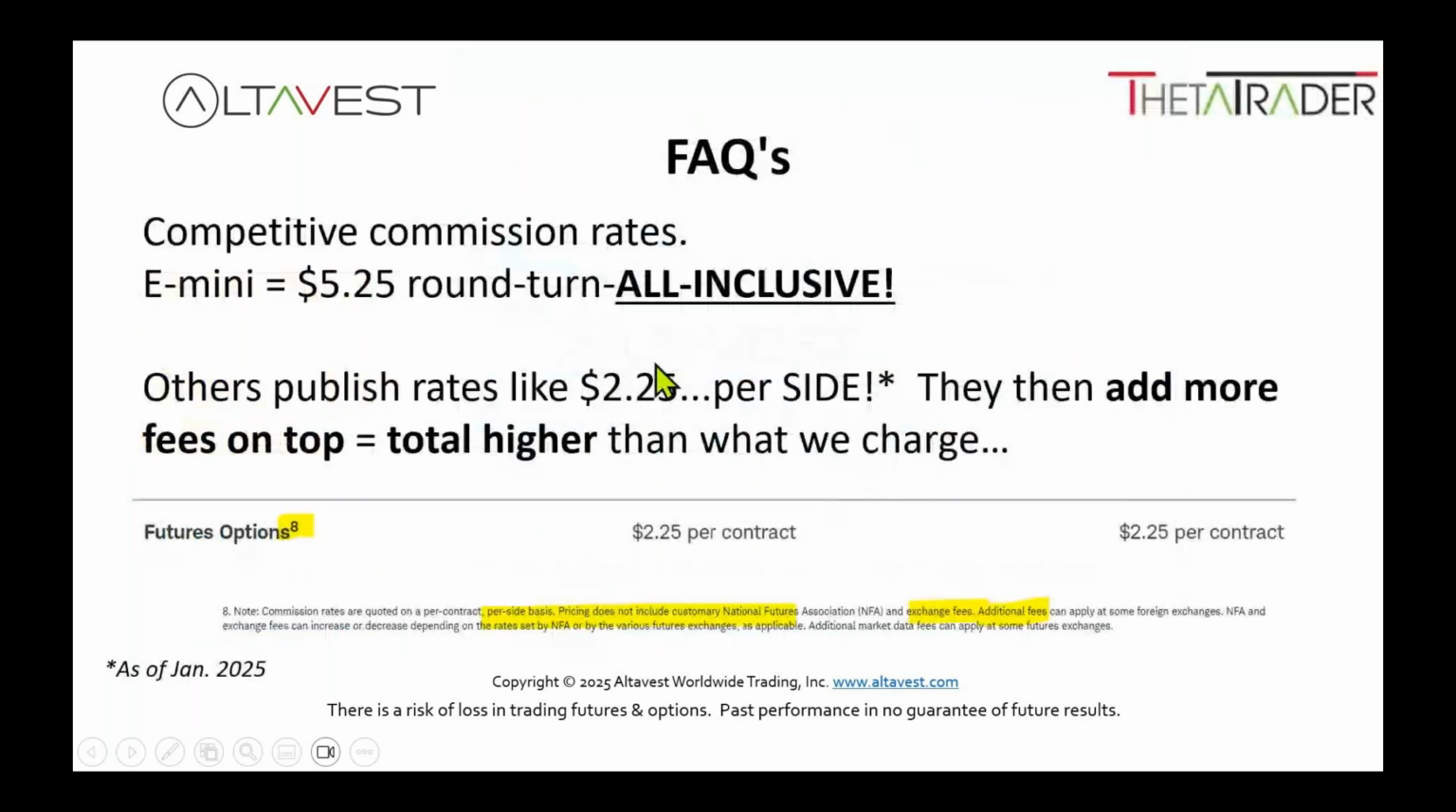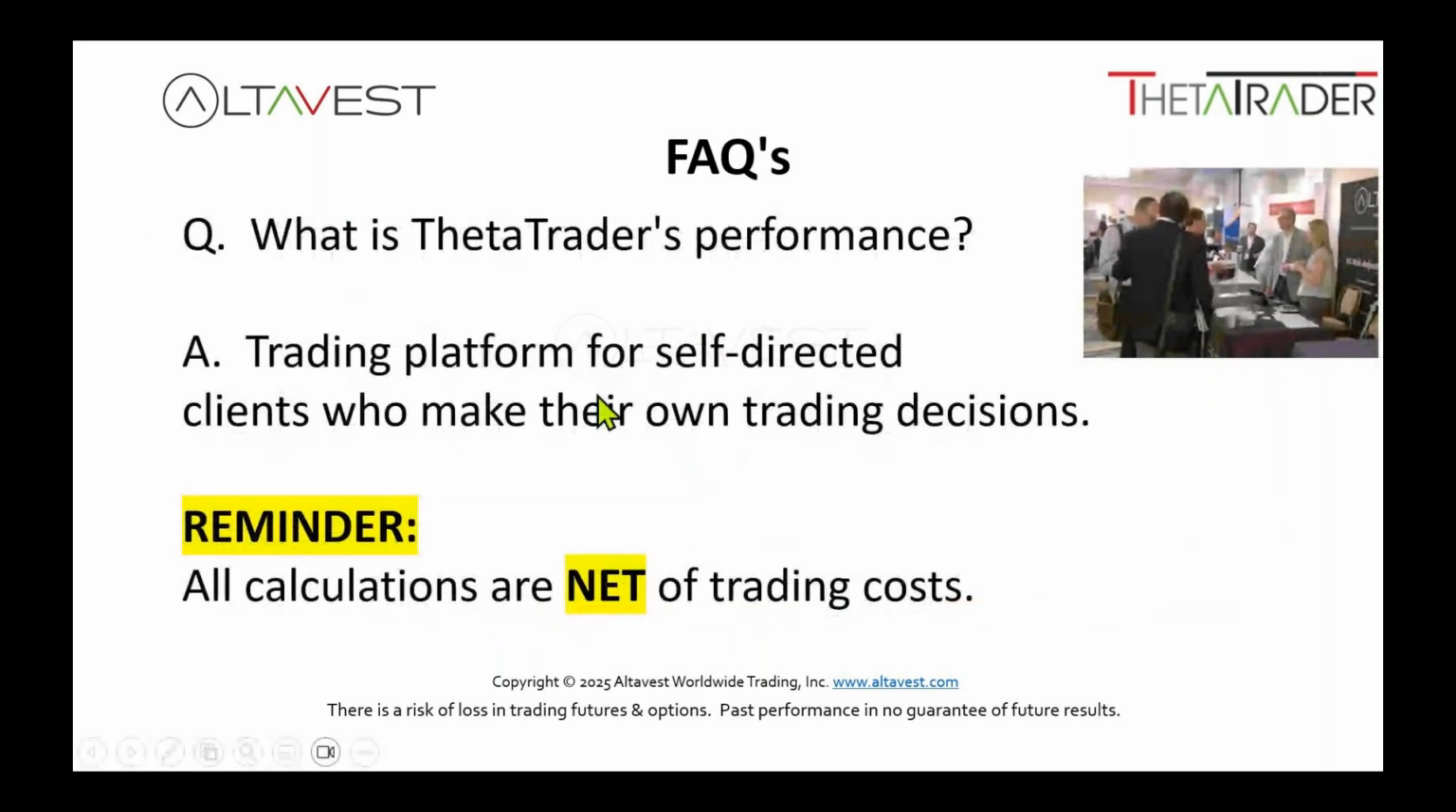And our rates are 5.25 round turn. That's all inclusive. If you see some other published rates like 2.25, look at the fine print, because it's going to add up once they add in all the clearing and exchange fees. That's going to add up to more than what we charge in this example. That's only per side as well. So our rates are competitive.